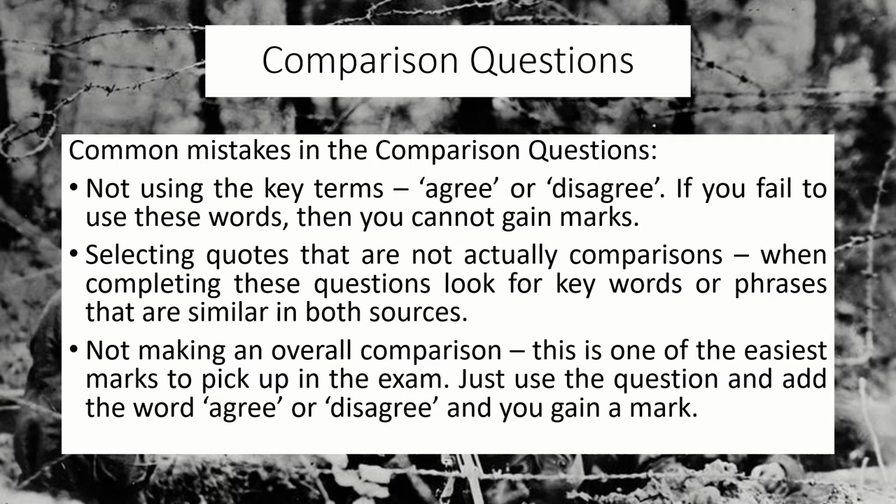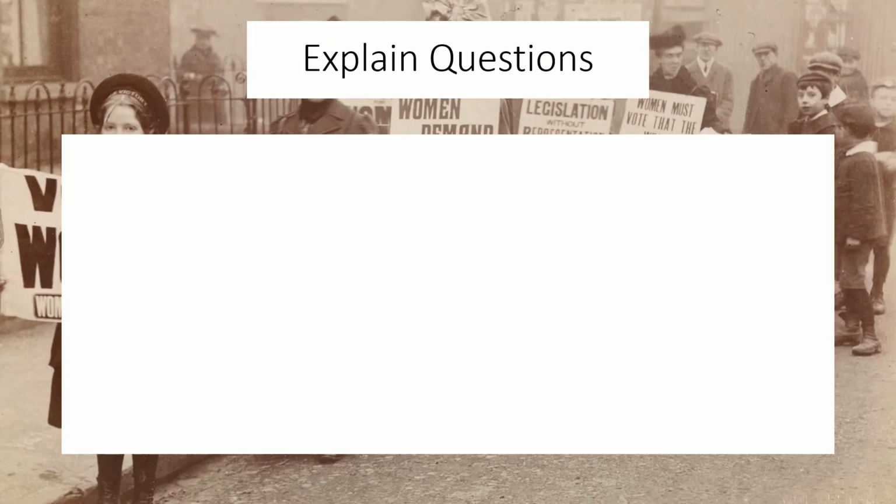And the other big problem is people quite often tend to make overall comparisons. The overall comparison is perhaps the easiest mark in the whole exam, because all you have to do is just parrot back the question and then use the word agree or disagree. So sources A and B agree about the attitudes towards immigrants in early 20th century America. Sources A and B disagree about the effects of the French Revolution on the abolishing of the slave trade. It's very straightforward. It's basically just the question plus 1 extra word that you've added yourself. So make sure you do it.